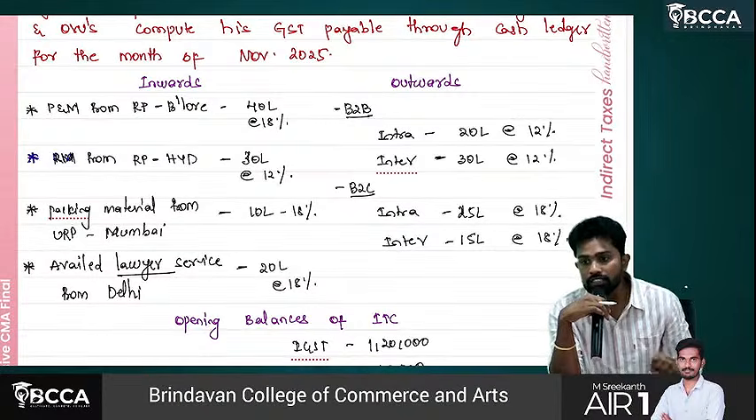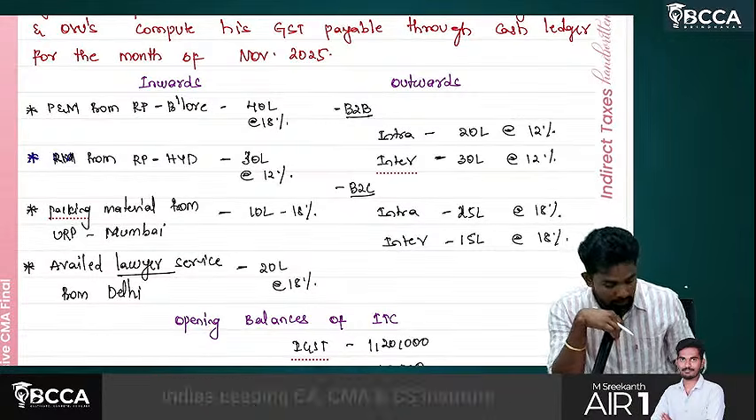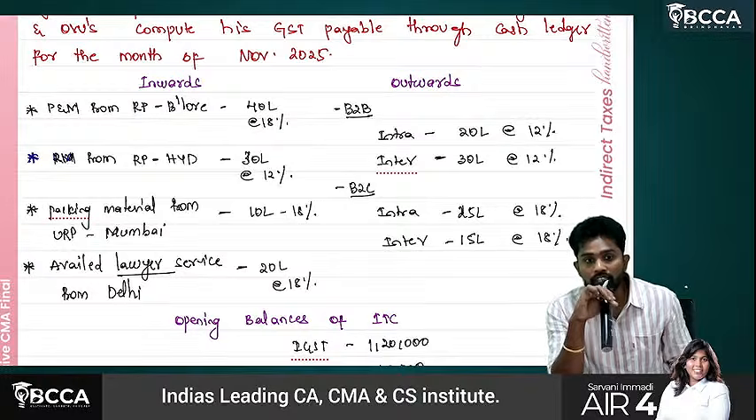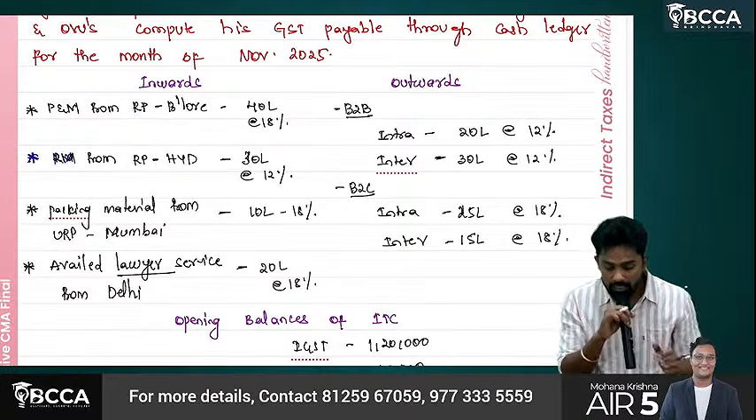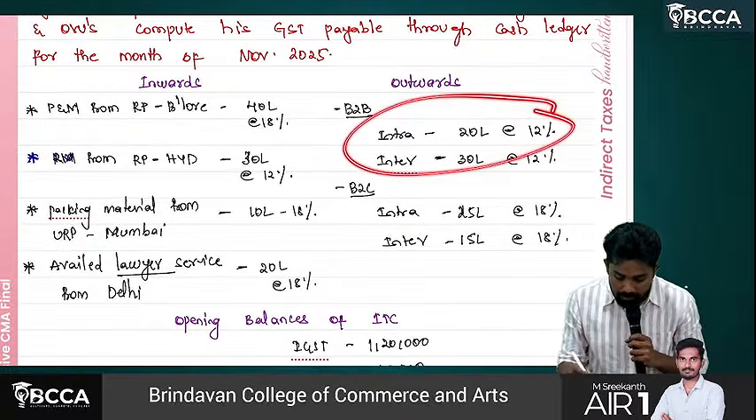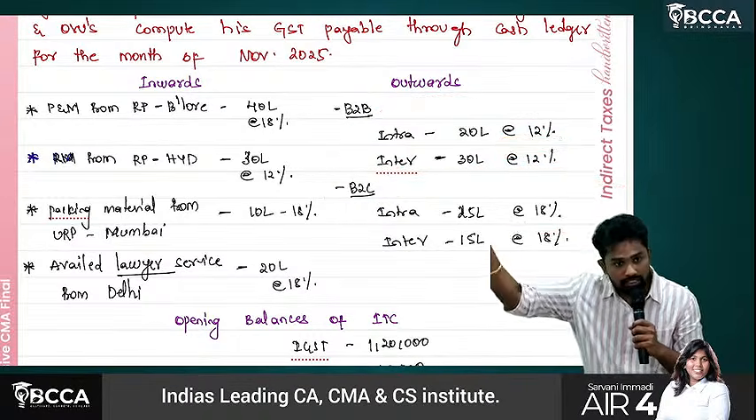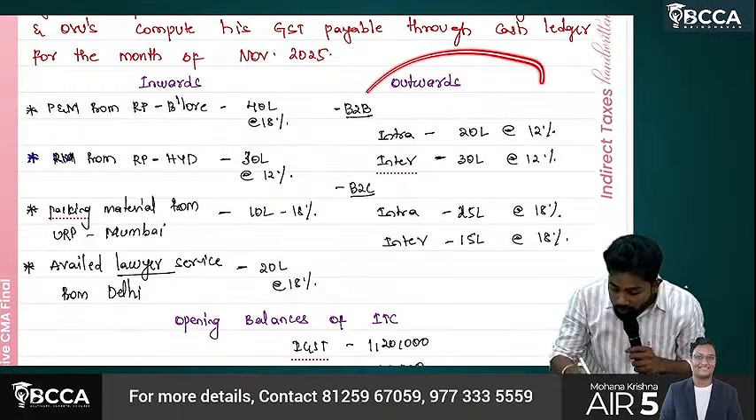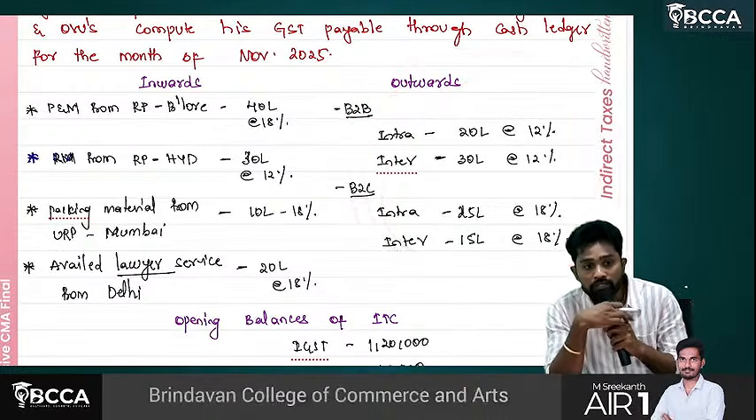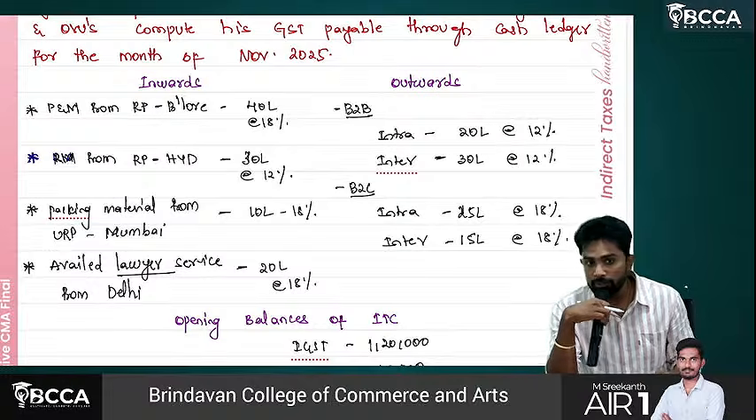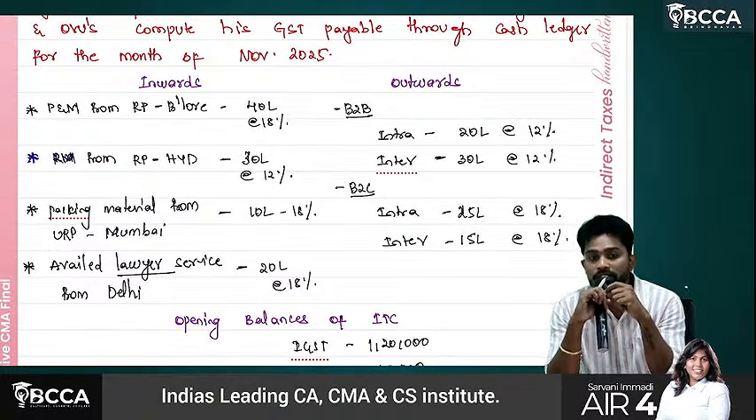So now the question is, the second step is what? Step 1 we calculated the ITC available. Then step 2 is what? Computation of tax liability. Sir, liability is what? B2B is there, B2C is there. On this we need to calculate the tax like IGST, CGST, SGST. But not only this, you have another liability also here. RCM liability also there.